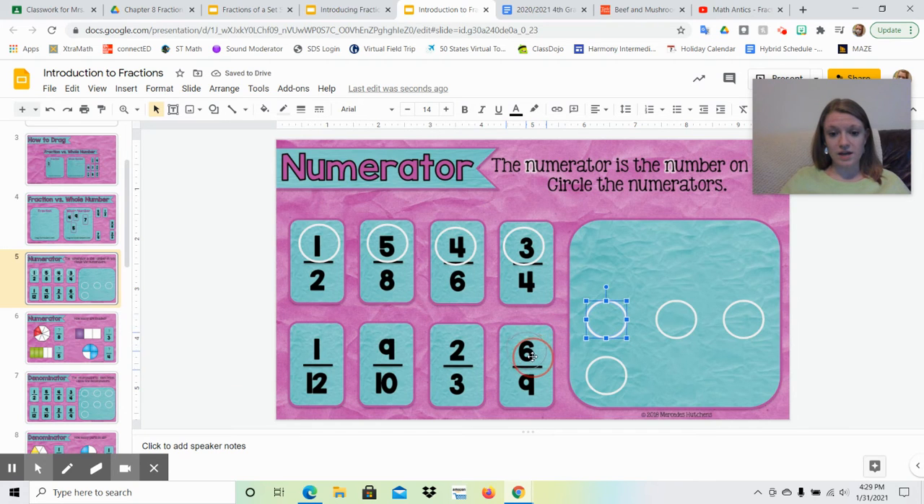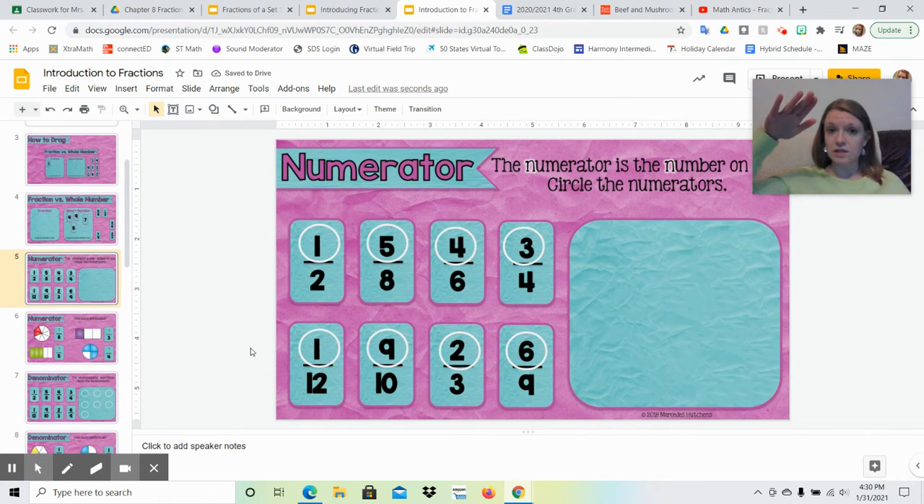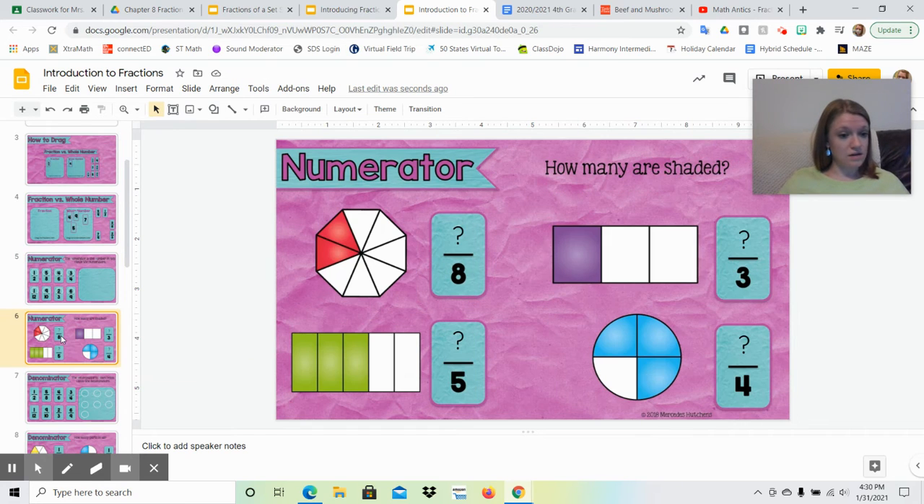Okay, so go ahead and slide these over. This is super easy, guys. Okay, these are our numerators. The numerator is on top, the denominator is on the bottom. Okay, so the next slide, we're figuring out how many spots are shaded in each of these.